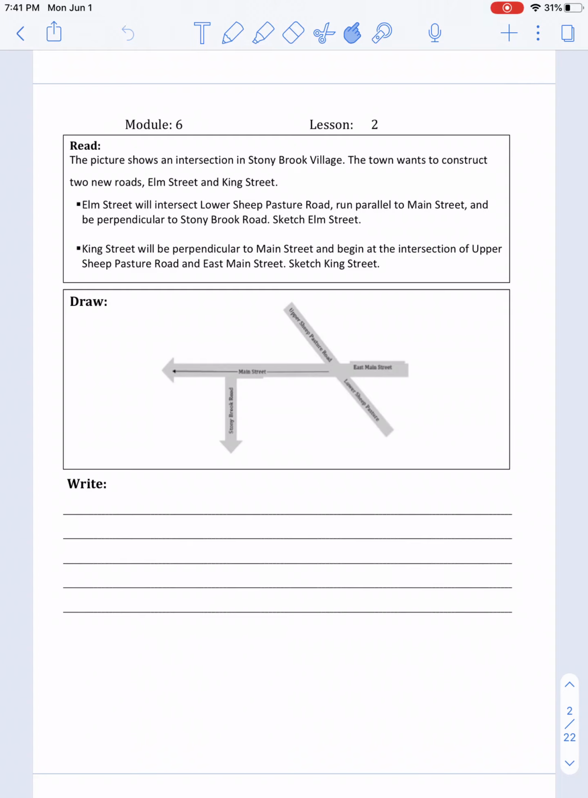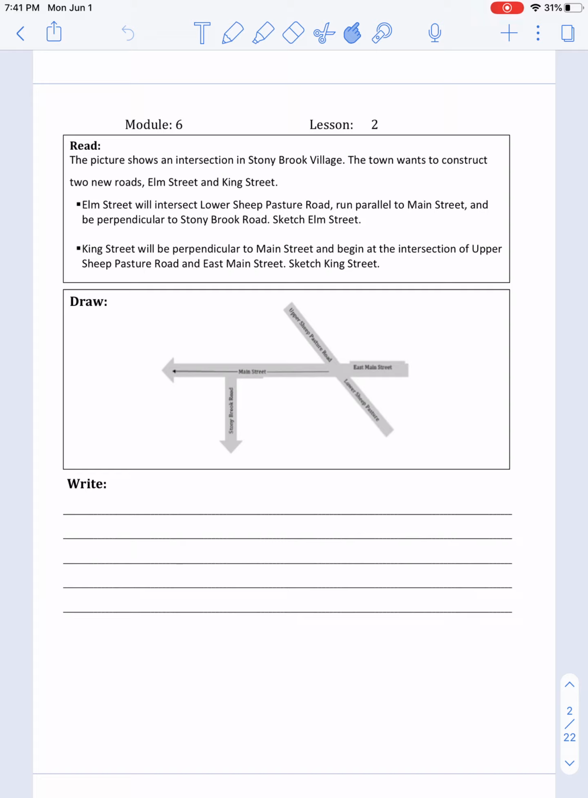We are on lesson 2 for our module 6. This is your application problem for today. What I want you to do is we will read this together. I want you to then pause the video, try and do this on your own, and then unpause the video when you are all done to see if you got the correct answer. So here we go. We're going to read.